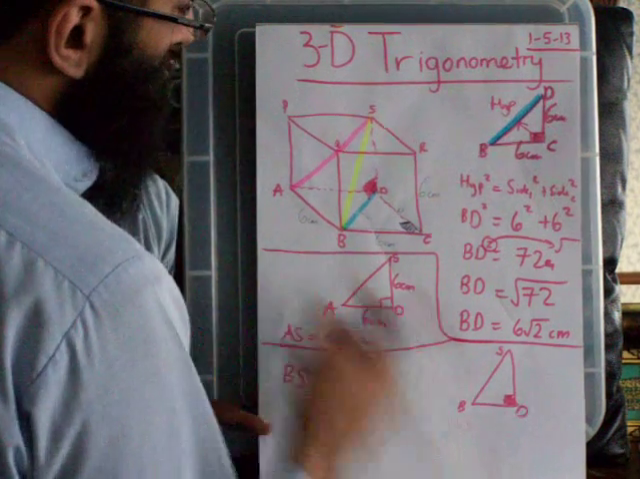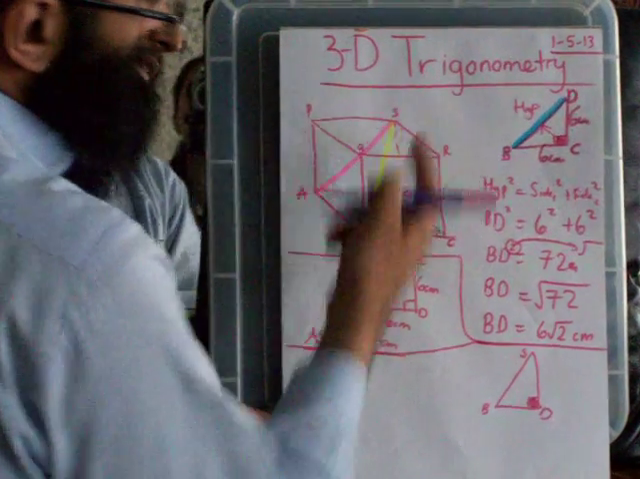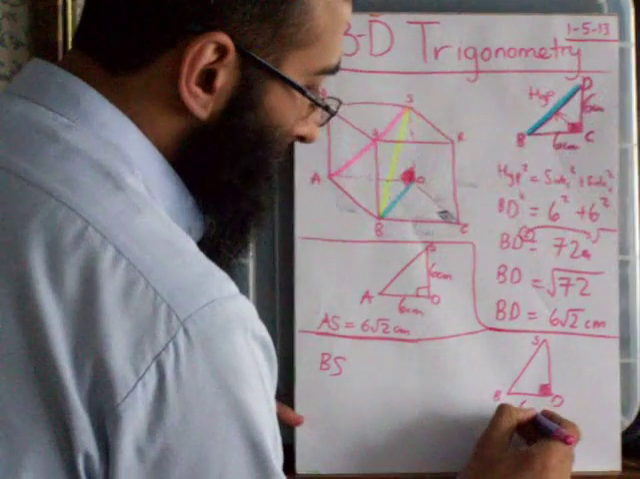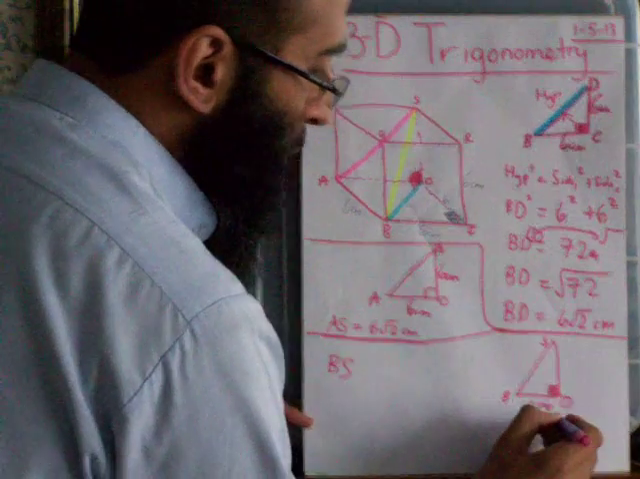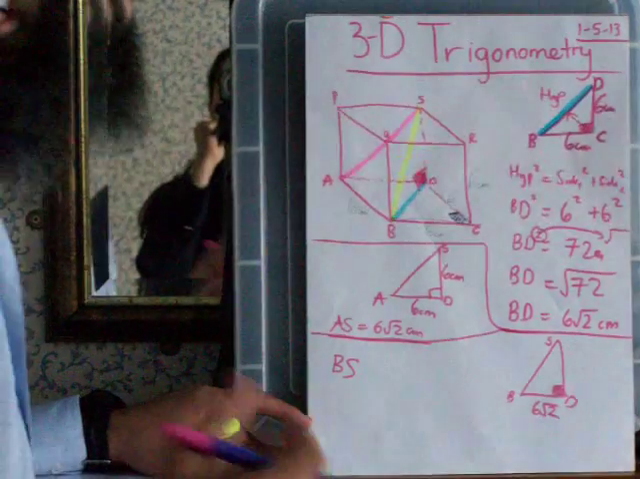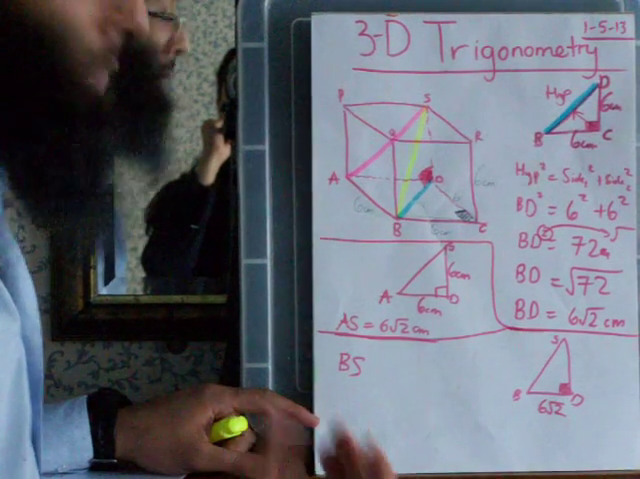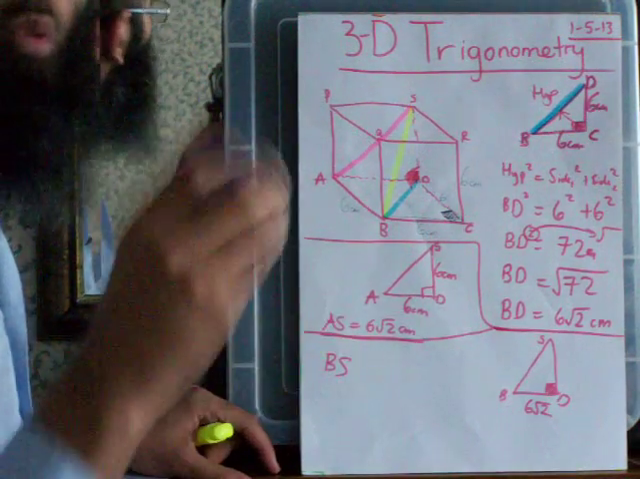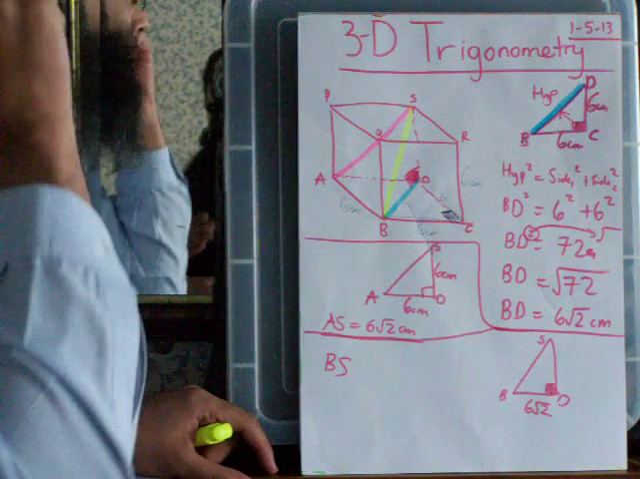Okay, so B, D, and S. Now B to D, we worked out earlier 6 root 2. Now you will see the reason why I didn't decimalize it earlier and start rounding it. Now I've got a precise number. 6 root 2 is a precise number. All the decimal points are all stored in there.